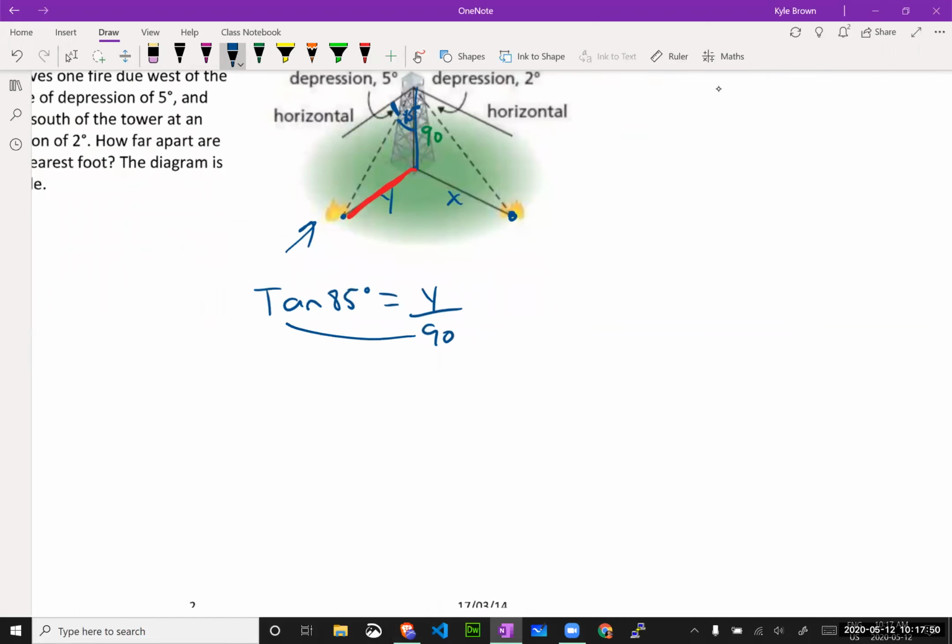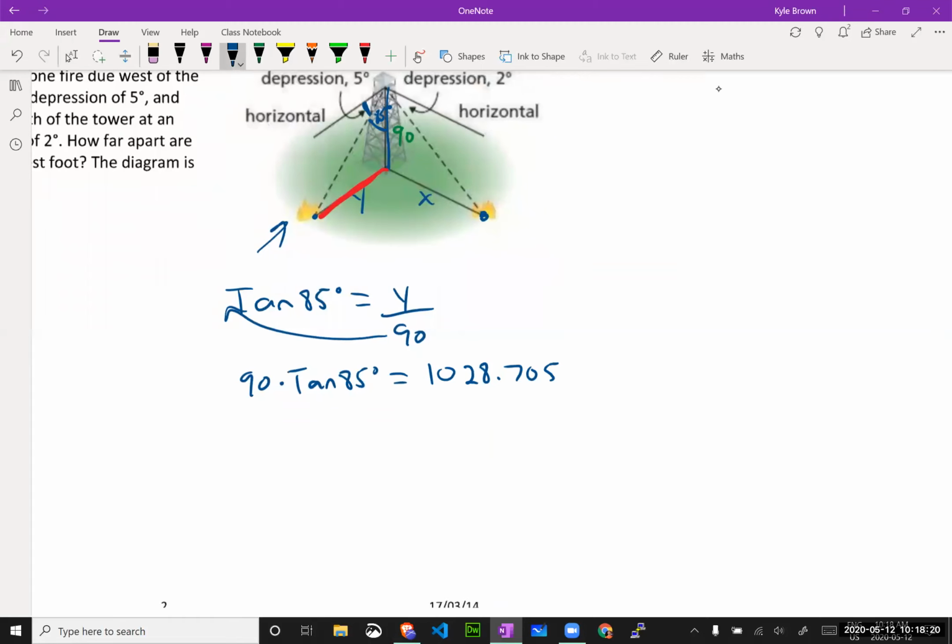Bringing the 90 up, we end up with 90 times tan 85 degrees. So we end up with 1,028.705 feet. Okay, I'm going to put a box around that because I'm going to use that in a second.